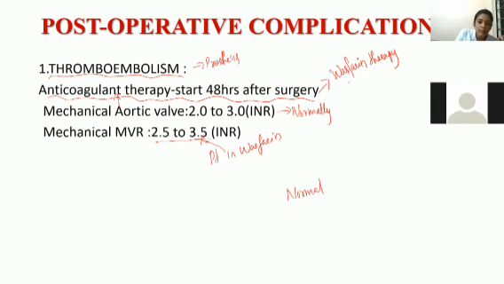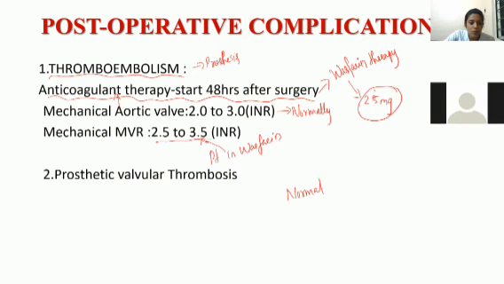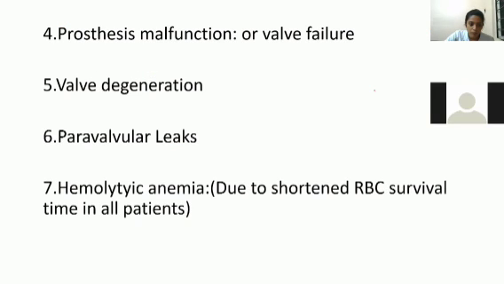So for warfarin therapy, mostly 2.5 mg is the initial dose. Mostly 2.5 mg is the dosage of warfarin which will be given to the patient after valvular replacement. Next is prosthetic valvular thrombosis. We already discussed this. The prosthetic valve undergoes thrombosis. Then prosthetic valve endocarditis. So even the prosthetic valve, the valve which we placed, undergoes endocarditis. So again, the valve has failed.